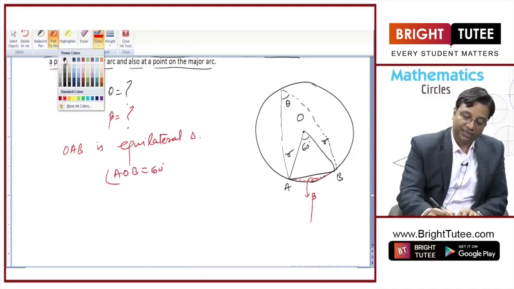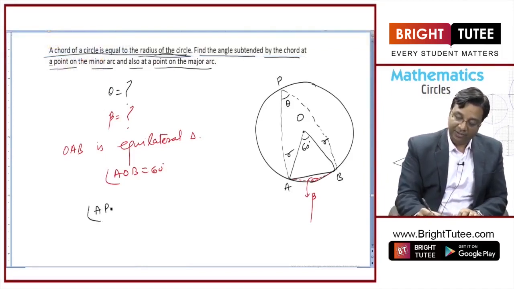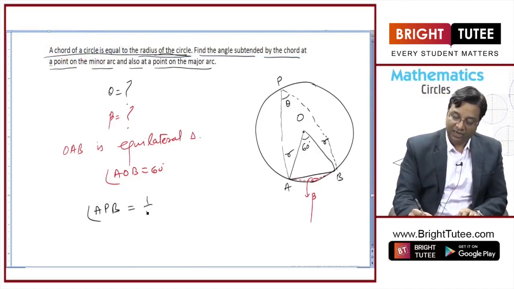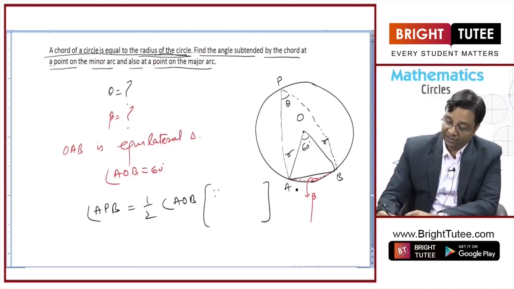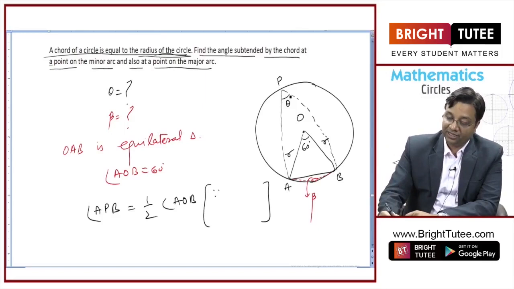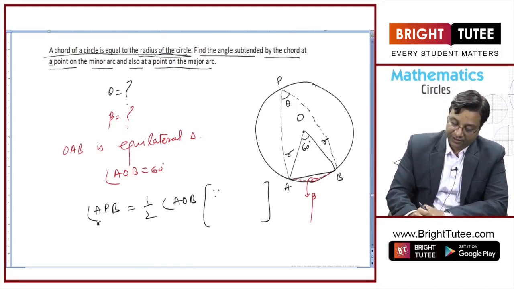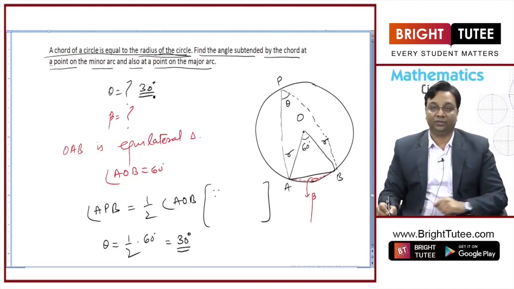Okay, the next statement that you will write is, let us name this point as B. Angle APB will be half of angle AOB. Then you will write the reason. What is the reason? That angle subtended by an arc, which in this case is arc AB, at the center is double the angle subtended by the same arc at the remaining part of the circle. So angle APB, which is theta, is half of angle AOB, which is 60 degrees. So theta is equal to 30 degrees. First part of the question.